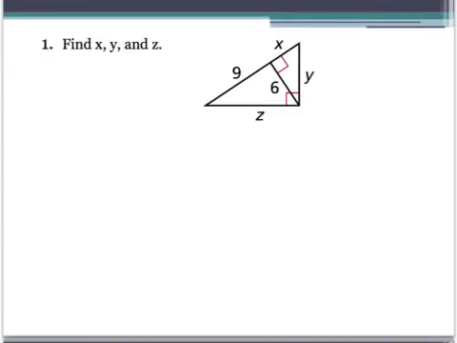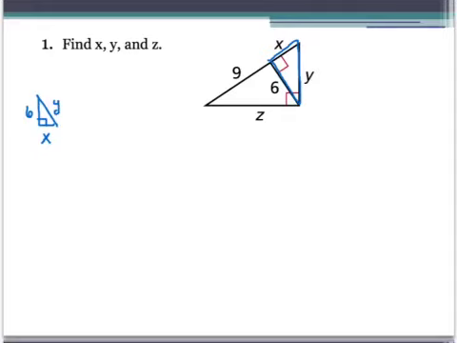Okay, now let's go ahead and try one of the practice problems. Number 1, we want to find the length of X, Y, and Z. And in order to start this, I want to draw my 3 separate triangles. So I'm going to draw the small triangle first, which is this one over here. And I'm going to label the lengths, the small leg as X, the long leg as 6, and the hypotenuse has a length of Y.